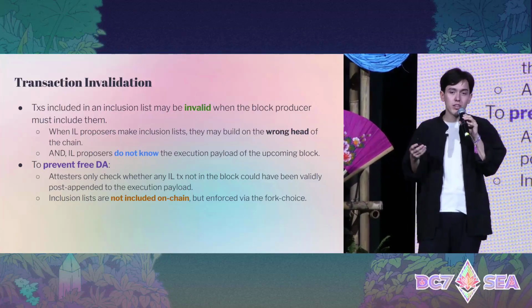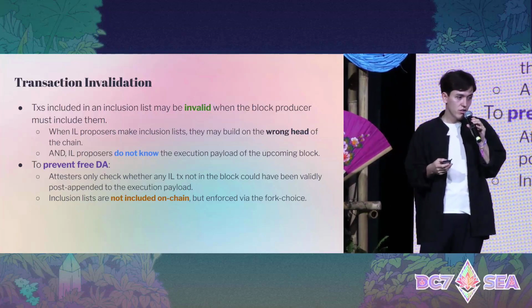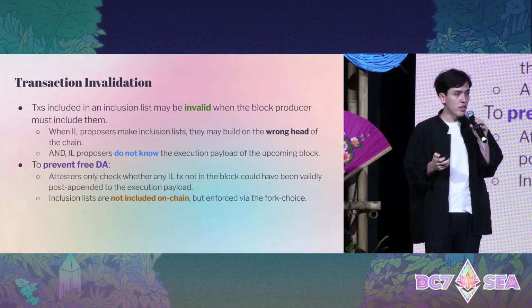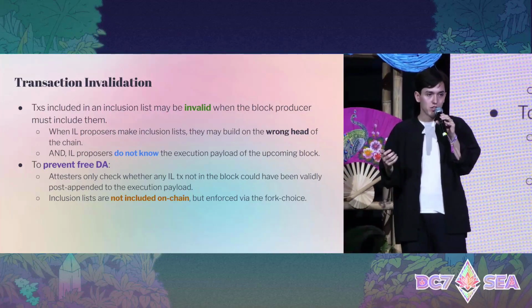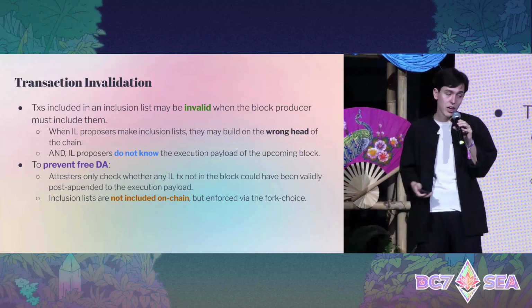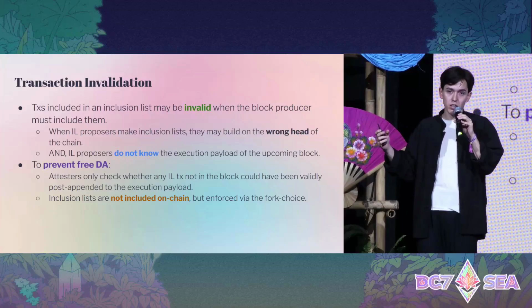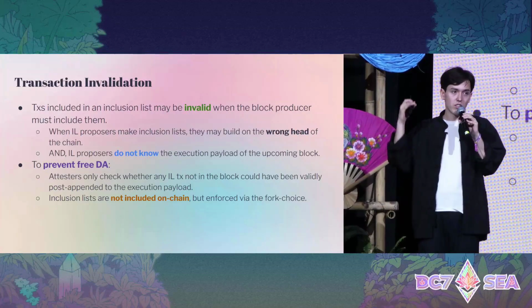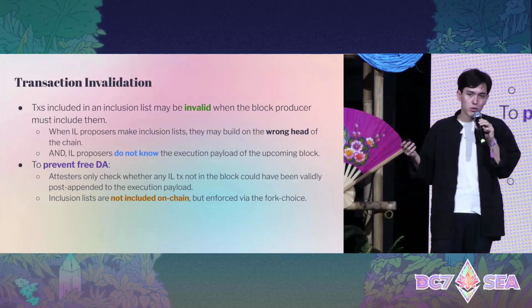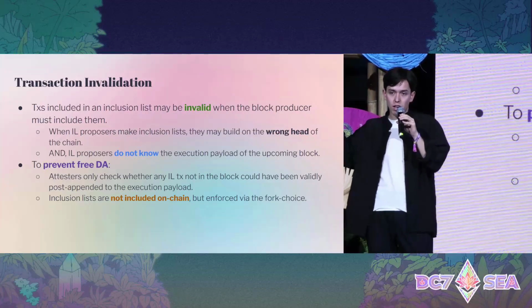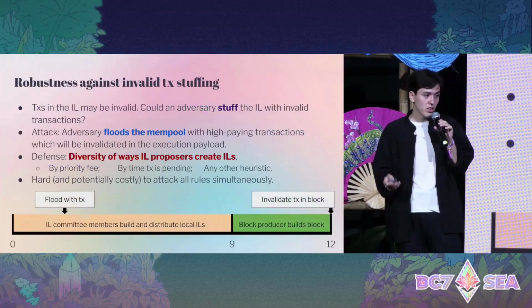To prevent free data availability, which is a problem that arose with a previous inclusion list EIP, attesters only check whether the transaction could have been validly appended to the execution payload. So if a transaction is invalid, then clearly it cannot be validly appended, similar to how if a block is full, a transaction cannot be validly appended because it would raise the gas limit over the maximum. And inclusion lists are never written on chain. It's only the execution payload that's written on chain. So this prevents free data availability as well.